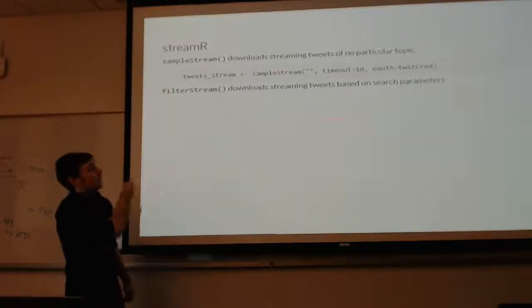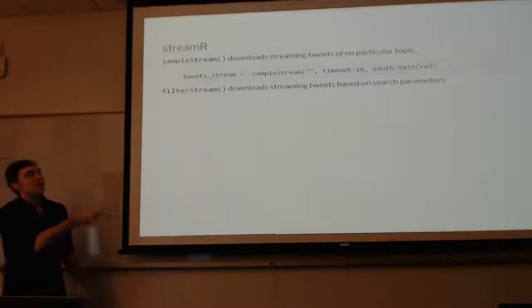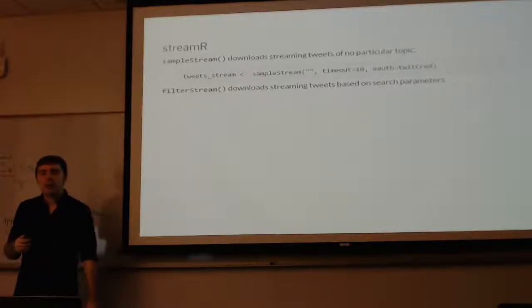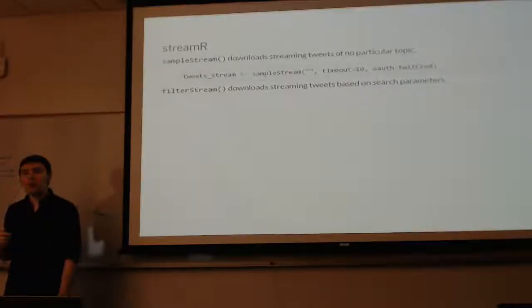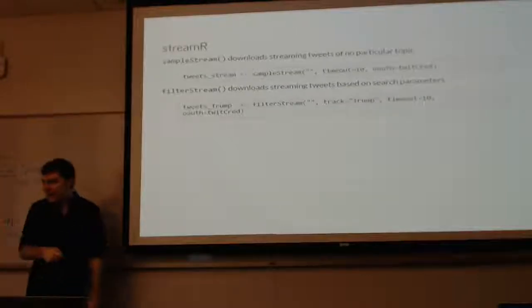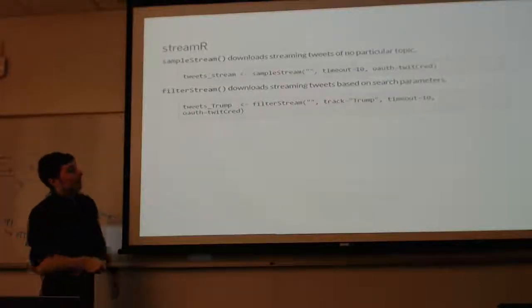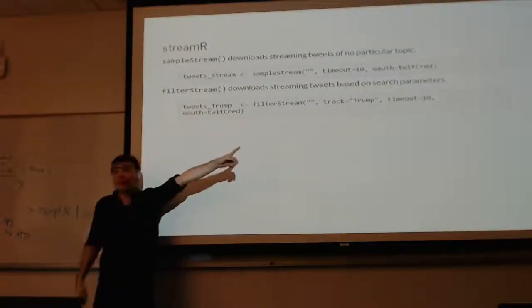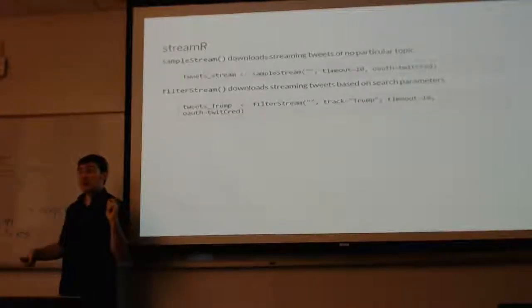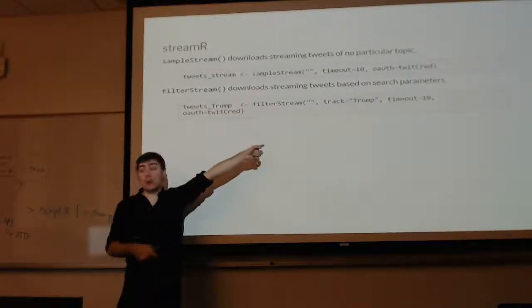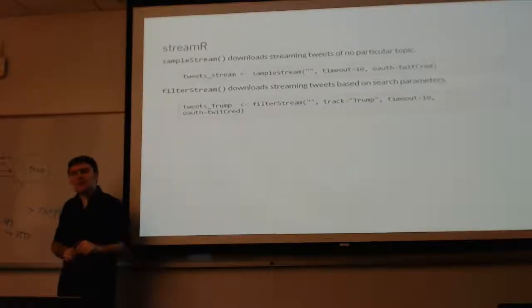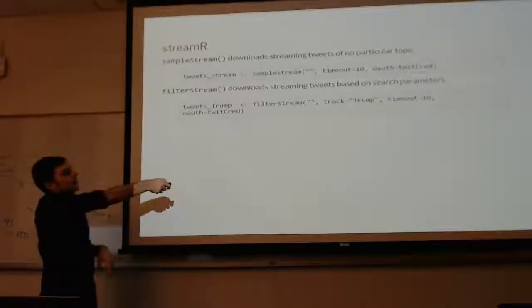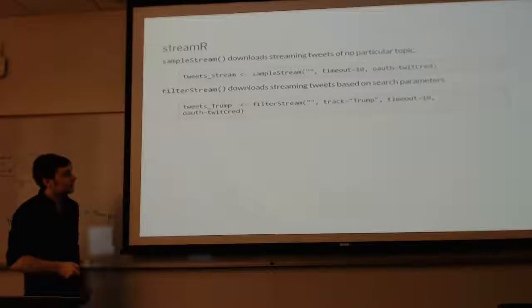There's also a filter stream function that will download streaming tweets based on some kind of search parameter. So it's still streaming tweets that are coming out, but instead you're putting out like a very specific net that's only grabbing some things that are popping out. In this case, I did tweets Trump here, filter stream. Now I'm doing track equals Trump. So it's only going to grab tweets that are being posted right now that have the word Trump in them. I'm not 100% sure if it's case sensitive or not. I would wager it probably is case sensitive, so keep that in mind. Again, I ran it for 10 seconds and gave it my Twitter credentials.